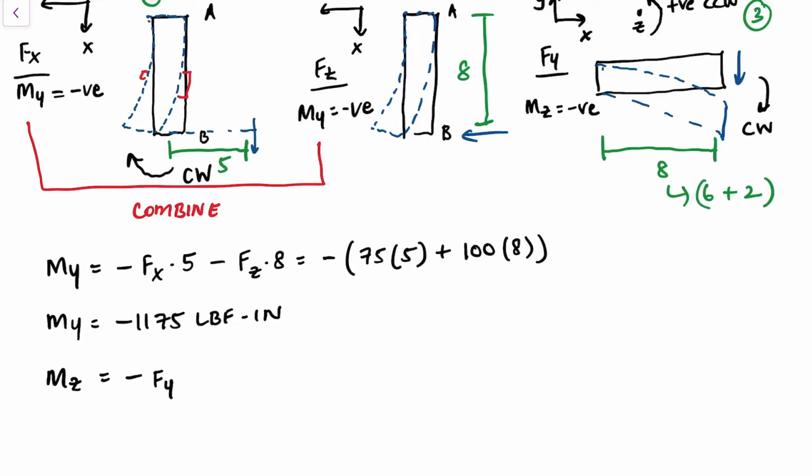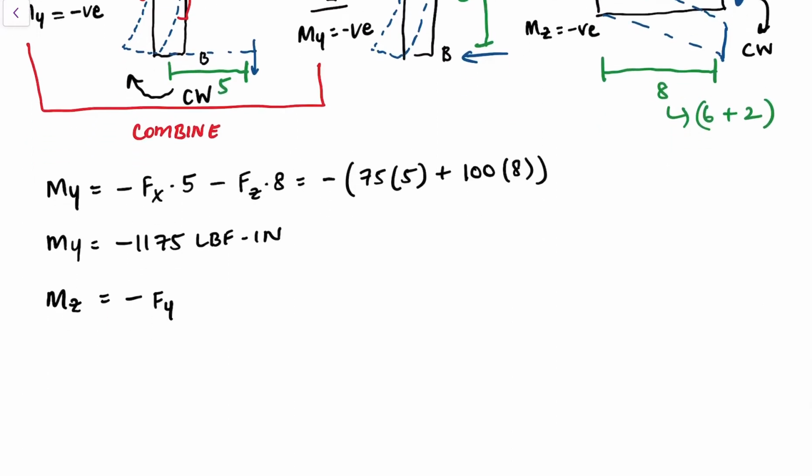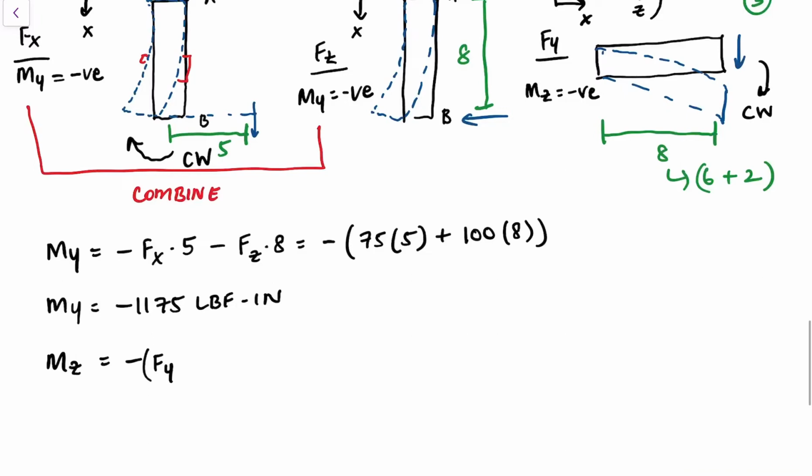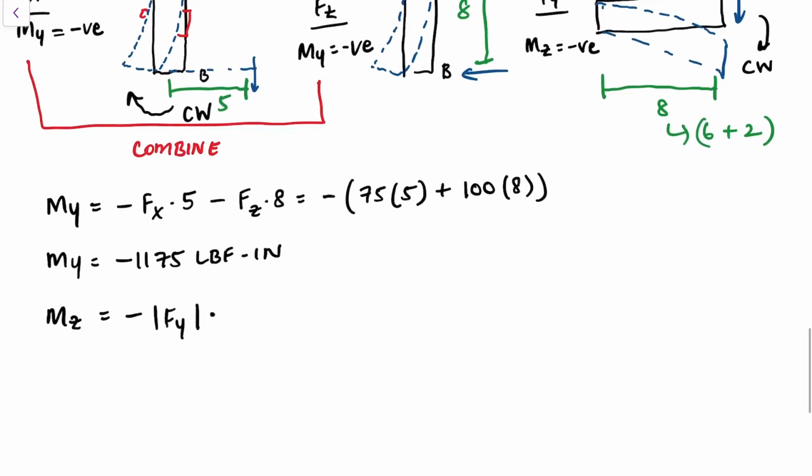Negative 200, z pointing out. Yep, that's negative. So negative Fy, but here I've treated Fy to already be pointing down. So this is simply just going to be the magnitude of Fy multiplied by the length, which is 8. So that's negative times the magnitude of negative 200 times 8.